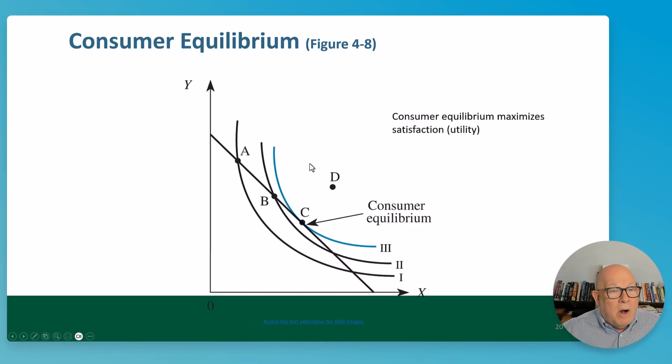D is not part of our opportunity set. We can't buy D, even though we would be happier with it, because there'll be an indifference curve out here that crosses through D. We can't afford it because of the budget line.